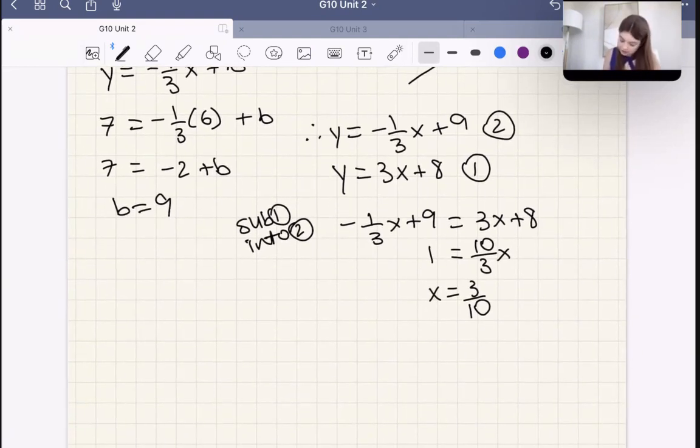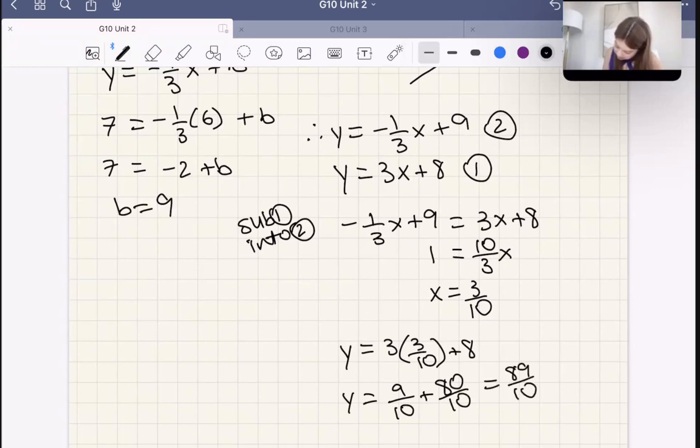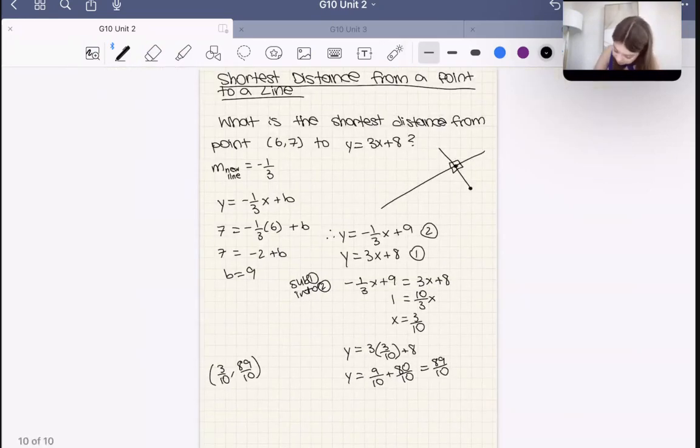So what is y then? Well, y would equal 3 times 3/10 plus 8. So y is going to be 9/10 plus 8. Well, 8 is the same as 80/10. So y is equal to 89/10, or 8.9. Awesome. So the point where they intersect is (3/10, 89/10). That's this point here where they intersect. We found the point. And now they want to know, what's the distance between this new point that we found and our original point.